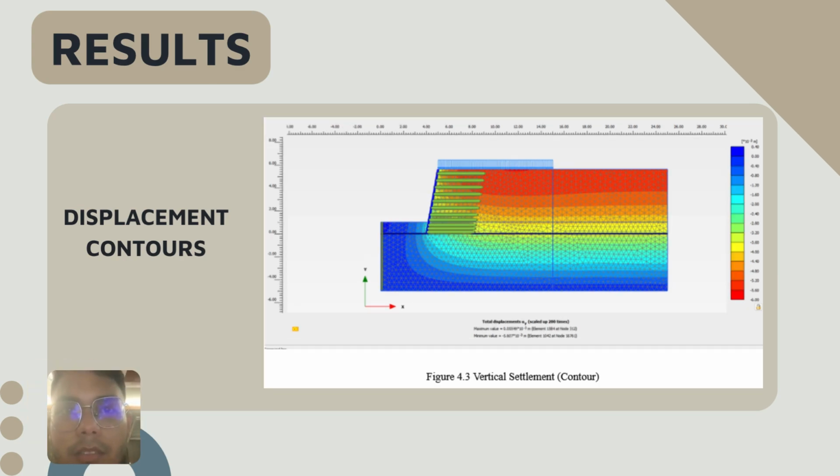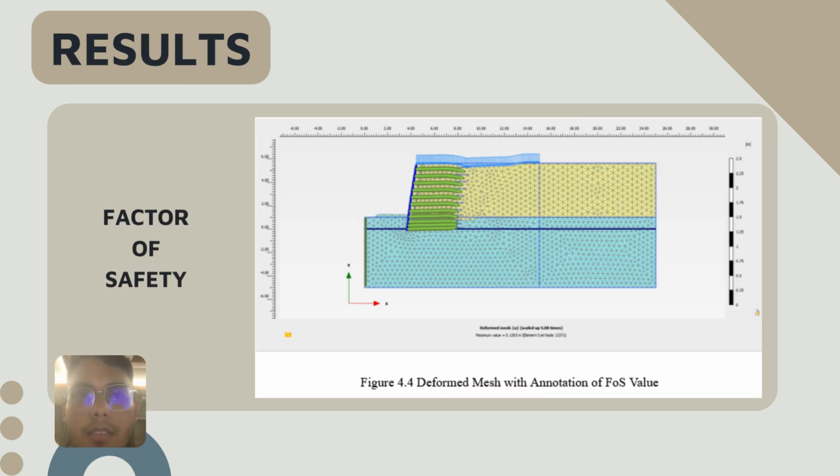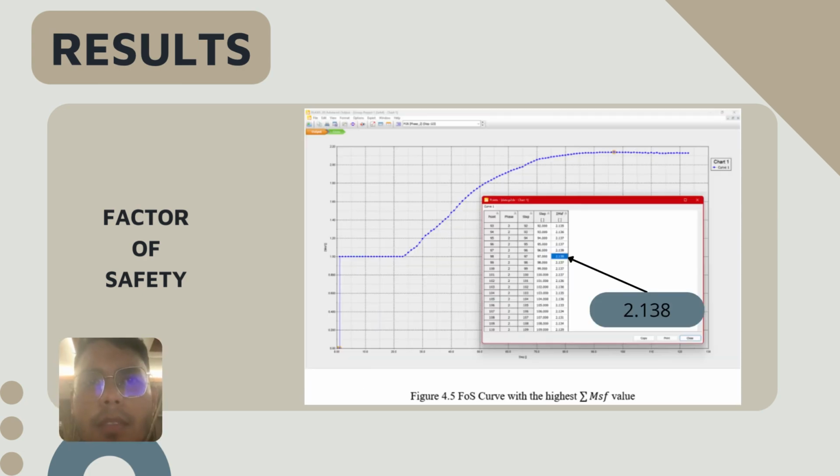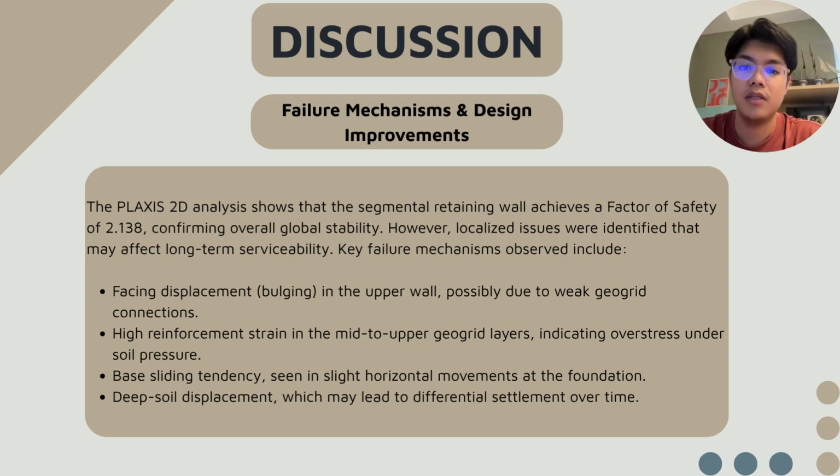Then we can see the vertical settlement for our displacement contours. Next is factor of safety. So this is the result of deformed mesh with annotation of factor of safety value. We can see the factor of safety curve with the highest MSF value is 2.138.